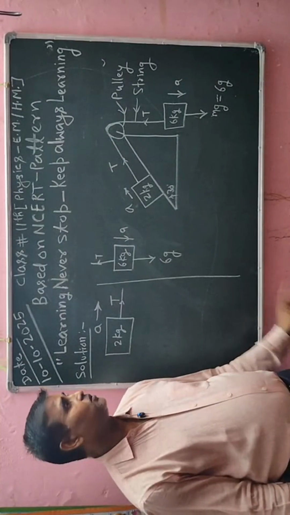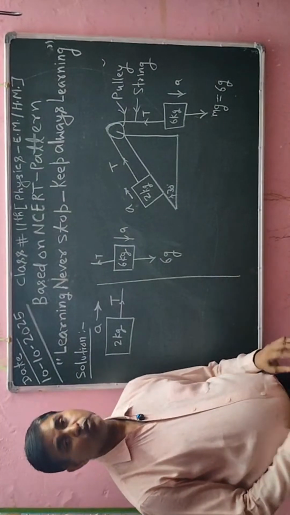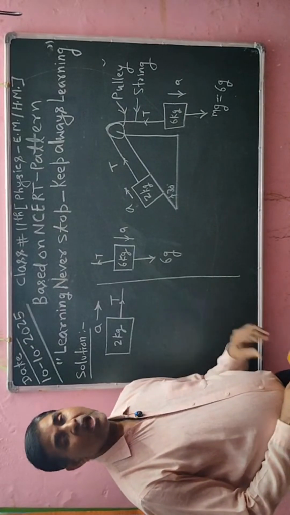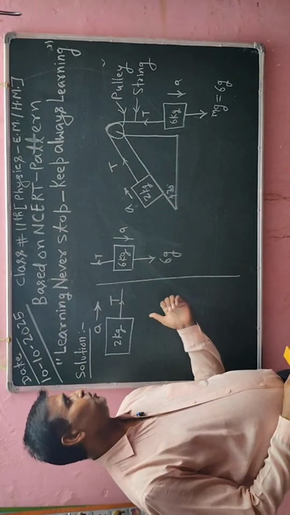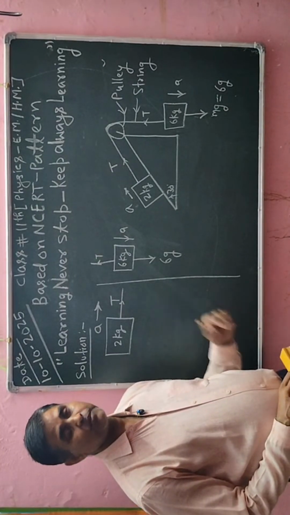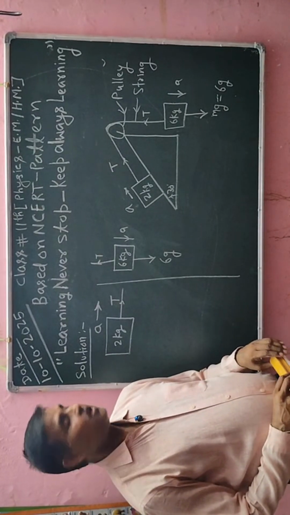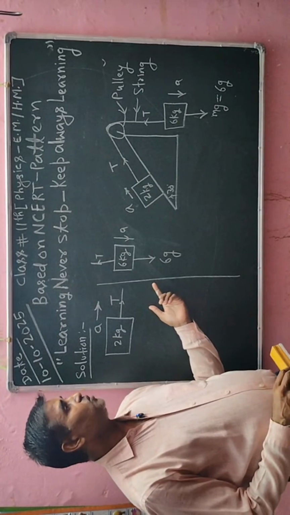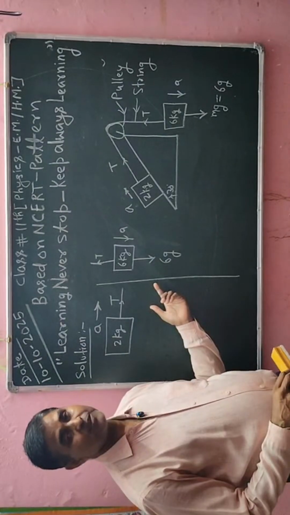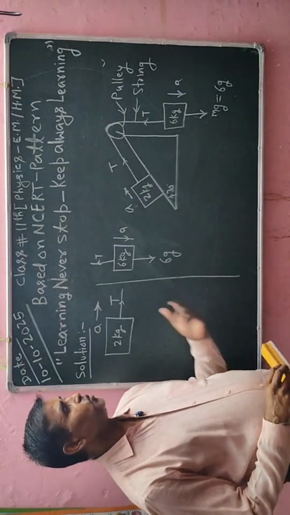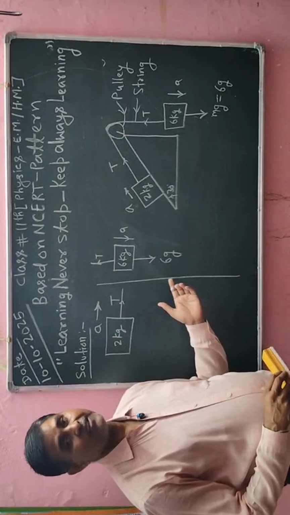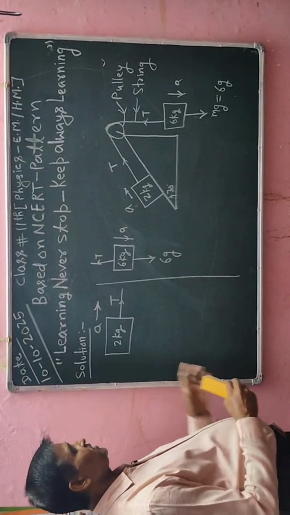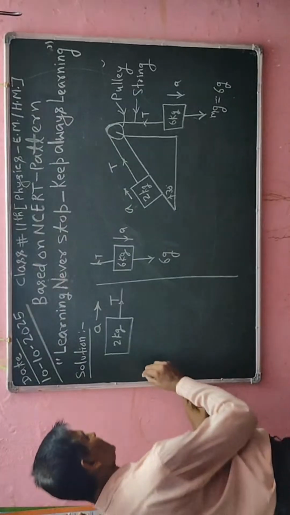If the question mentions you have to use only the substitution method, then we have to use the substitution method, or if it says the elimination method, then we have to use the elimination method. But there is no mention in the question about using the elimination or substitution method, so we are independent. We can apply any one to get the unknown value. Here I am going to use Newton's second law of motion.